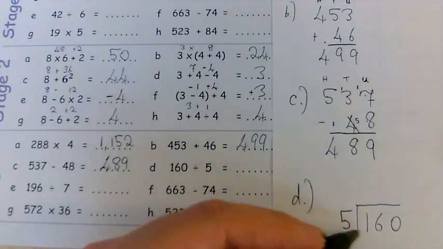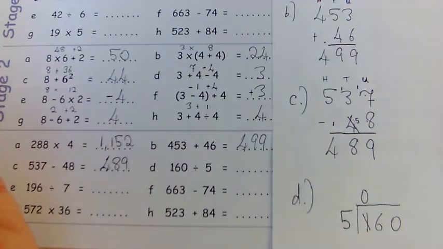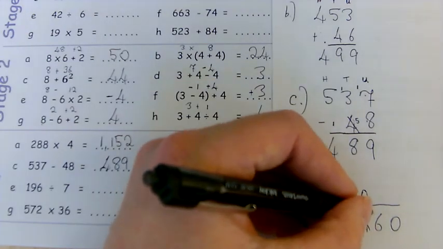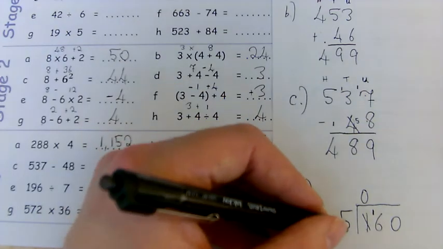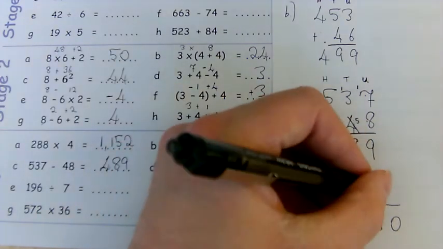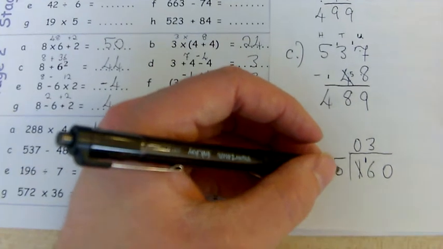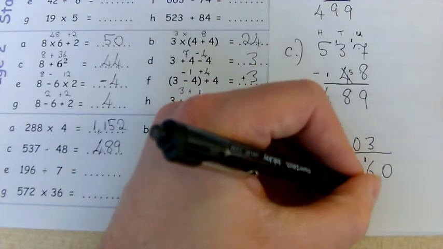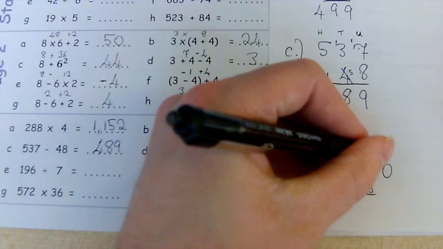5 into 1 doesn't go. We haven't used the 1 yet, so carry it on to the 6 to create 16. So now we've got 5 into 16. 5 into 16 goes 3 times. 3 times 5 is 15. So we've got 1 left over. That's our remainder.